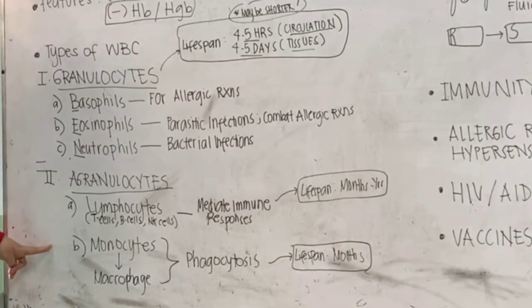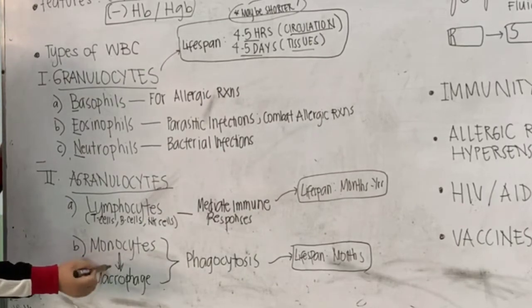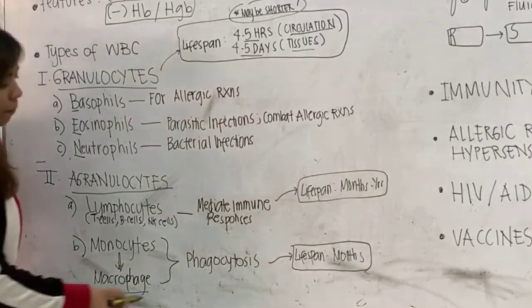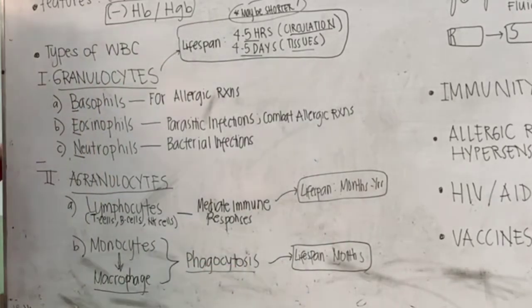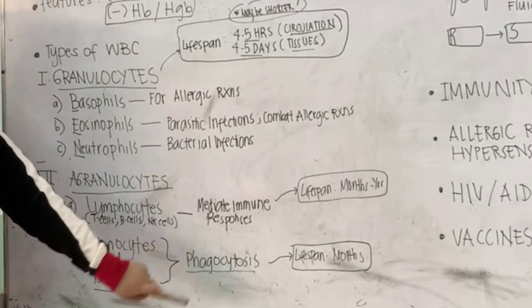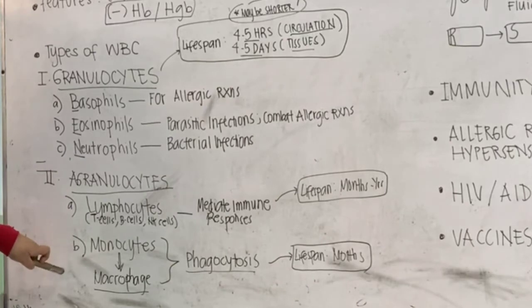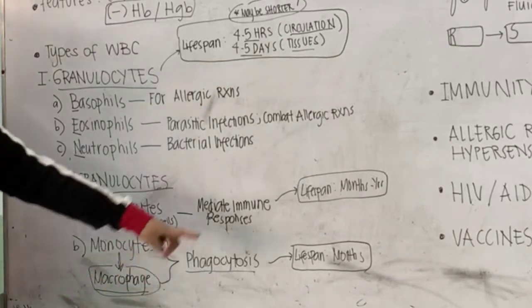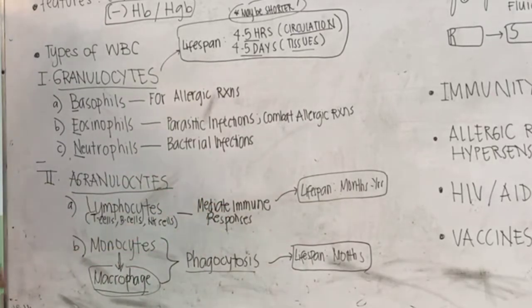Next, we have your monocytes. In its lifespan in your body, a monocyte can become your macrophage. And your macrophages perform phagocytosis. This is the eating of your foreign invaders. The macrophage engulfs the foreign invaders by way of phagocytosis. And the lifespan of your macrophages is already months, or they take months before they die off.